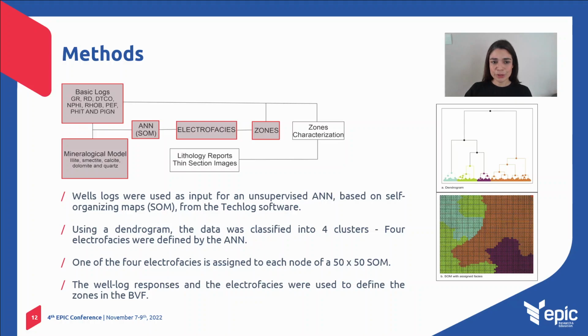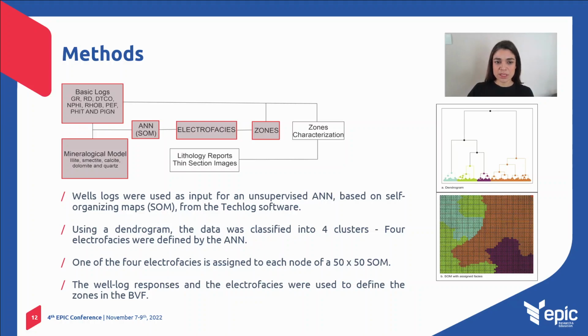These well logs were used as input for an unsupervised artificial neural network based on self-organizing maps from the TechLog software. And using a dendrogram, the data was classified into 4 clusters, so 4 electrofacies were defined by the neural network. And here is the 50 by 50 self-organizing map with one of the 4 electrofacies assigned to each node of the map.